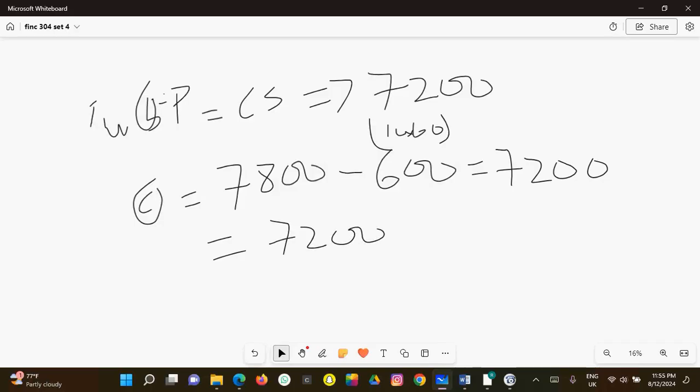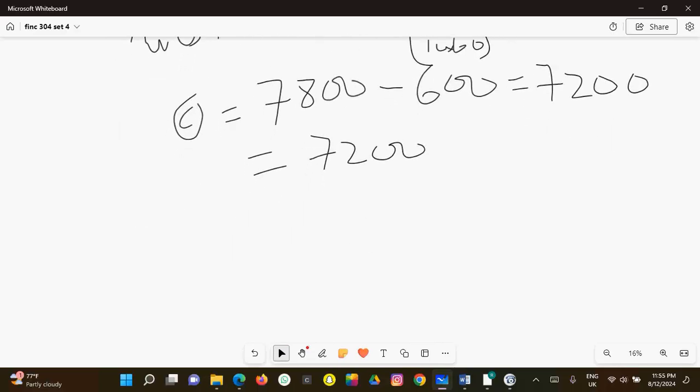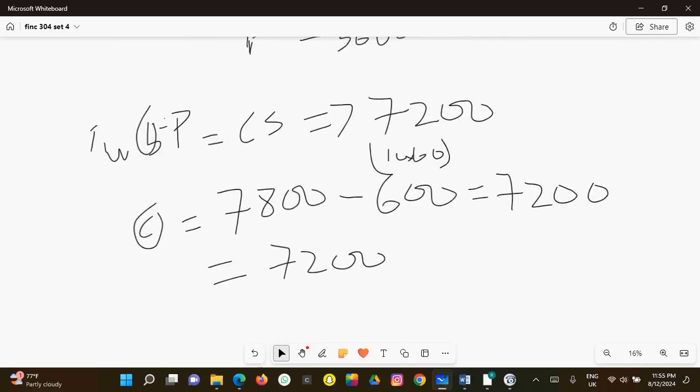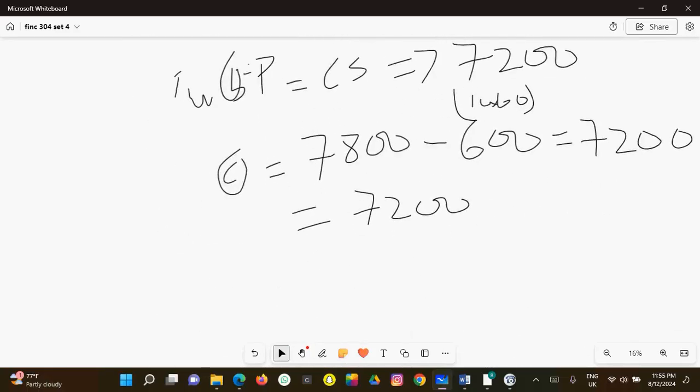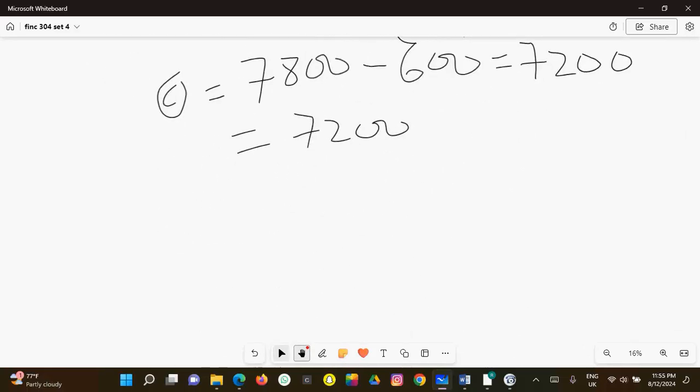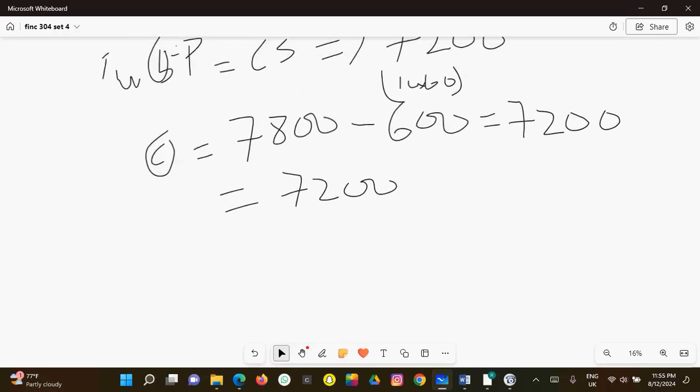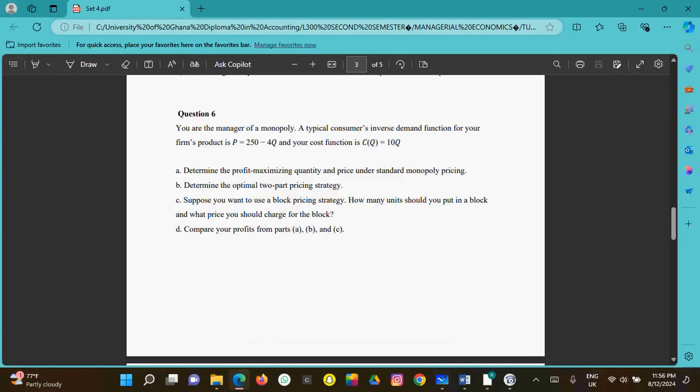So the pricing strategy to be picked, you're going to take either block pricing or two-part pricing. This is because they give us the highest profit. This is giving us 7,200. This is also giving us 7,200. But the first one is giving us 3,600. You can see that the block pricing and the two-part pricing are the biggest. So that's what we select.